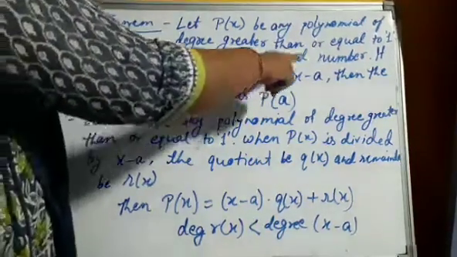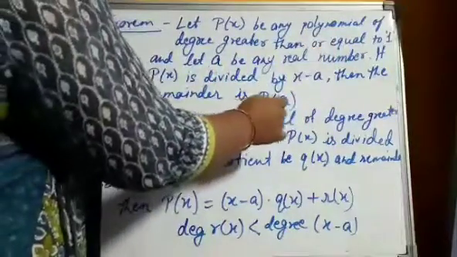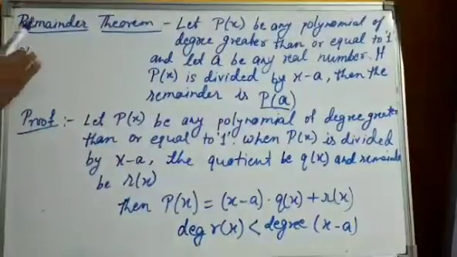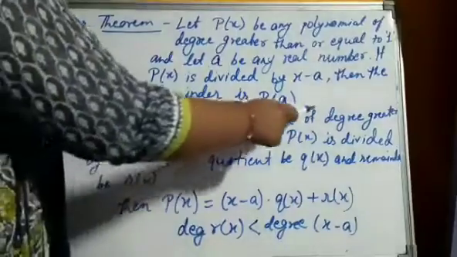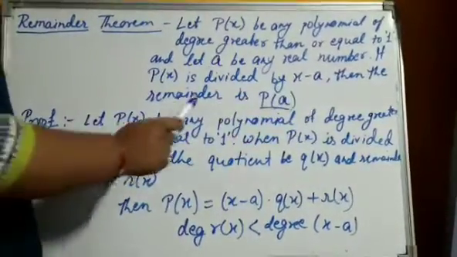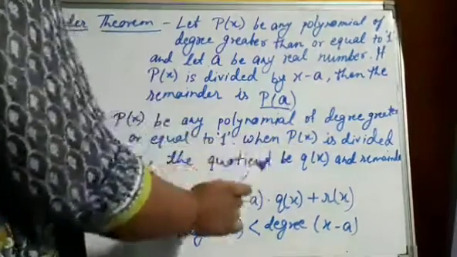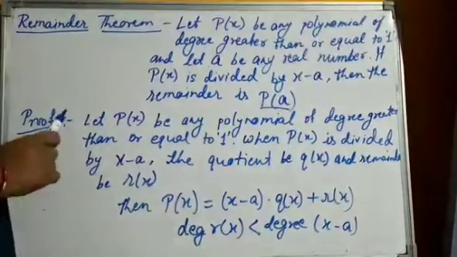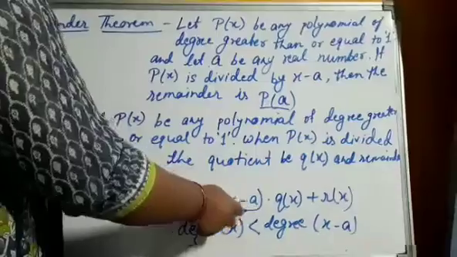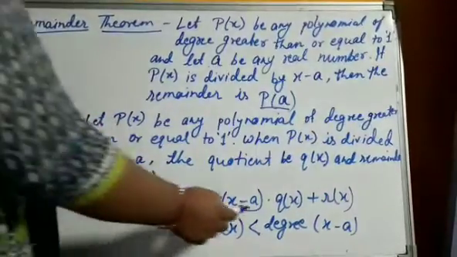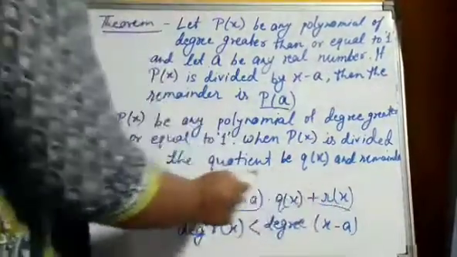Let a be any real number, and if P(x) is divided by x minus a, then the remainder should be P(a). This we are going to prove. Suppose P(x) is a polynomial of degree greater than or equal to 1, and P(x) is divided by x minus a. Then we will get a quotient Q(x) and a remainder R(x), which can be written as dividend P(x) equal to divisor (x minus a) multiplied by Q(x) plus R(x). This R(x) is the remainder.